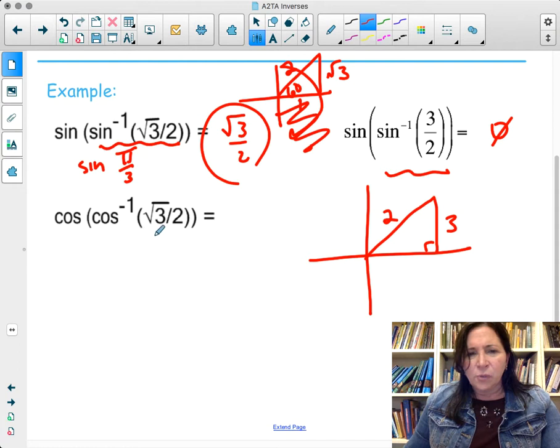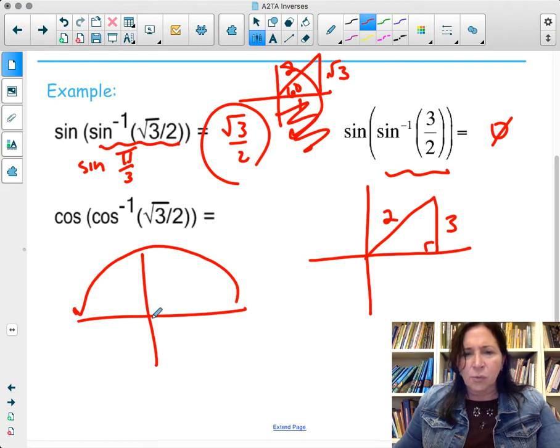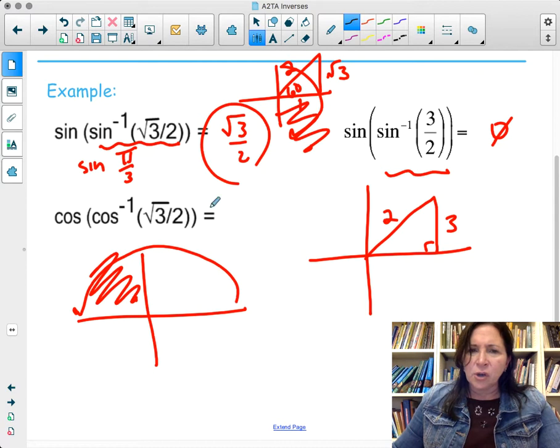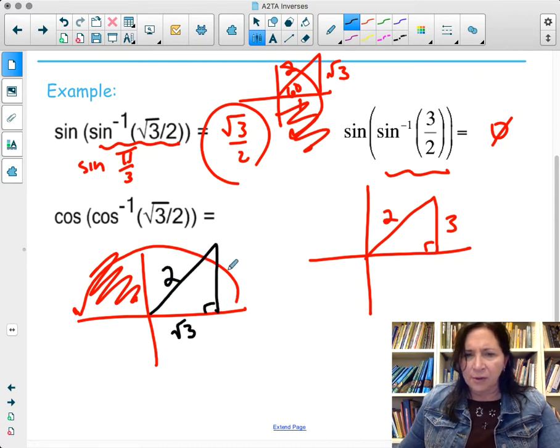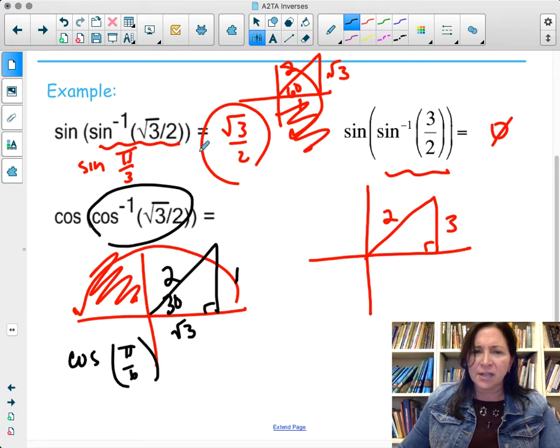This one, though, says, where is cosine root 3 over 2? But remember, cosine has to be in the first and fourth quadrant. And this is positive, so it can't be in the negative quadrant. So root 3 over 2, remember, cosine is adjacent over hypotenuse, which makes that 1, which makes that a 30-degree angle. So therefore, it's pi over 6. So we would say this part of this problem is pi over 6. Well, now they want to know what's cosine of pi over 6. Well, cosine of pi over 6 is root 3 over 2.